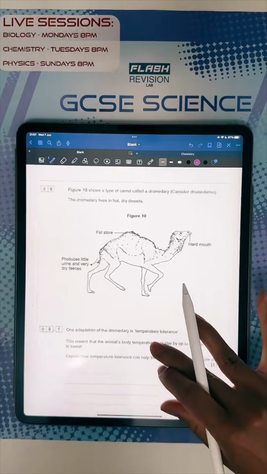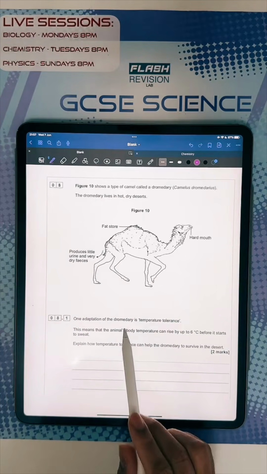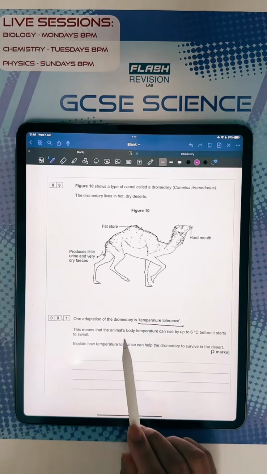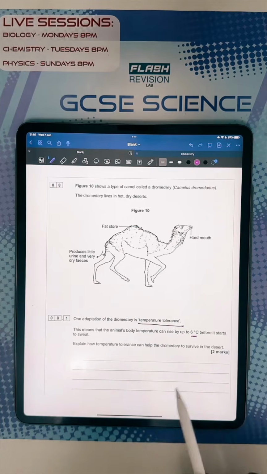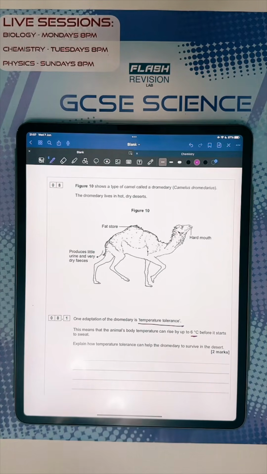So next question, we got something on adaptation. So we've got a camel here. A camel lives in a hot, dry desert. One adaptation of this is temperature tolerance. This means the animal's body temperature can rise up to 6 degrees before it starts to sweat. So it doesn't start to sweat a few degrees higher. It takes 6 degrees. How does this help the camel survive in the desert?